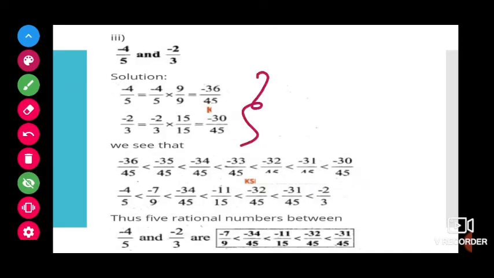Next one, minus 4 by 5 and minus 2 by 3. Here if you observe, children, we are having different denominators.